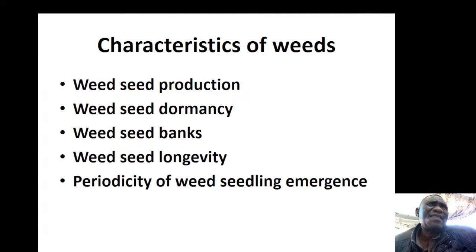So on the characteristics of weeds, we are mainly focusing on weed seed production, which we say can be very high and can be produced across many environments. There's also weed seed dormancy, which gives rise to seed longevity, the length of time the seed stays alive within the soil. We may also talk of weed seed banks, which is also a characteristic of weeds. Periodicity of weed seedling emergence is the pattern of how weeds emerge from the soil.